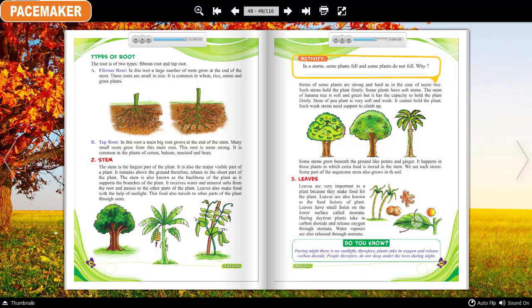Leaves are also known as the food factory of the plant. Leaves have small holes on the lower surface called stomata. During daytime, plants take in carbon dioxide and release oxygen through stomata. Water vapors are also released through stomata. Do you know, during night there is no sunlight, therefore plants take in oxygen and release carbon dioxide. People therefore do not sleep under the trees during night.